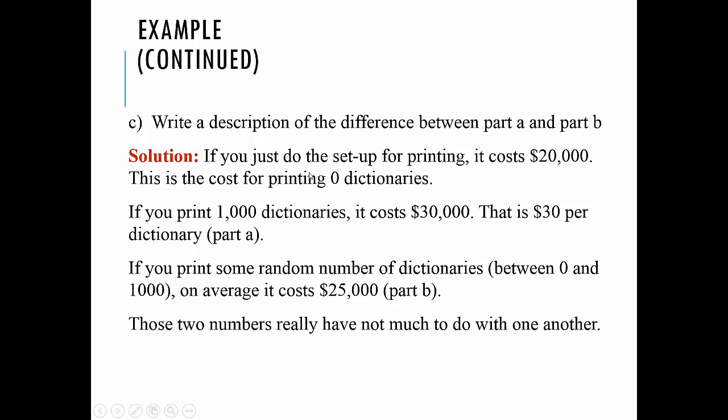So what's the difference? If you just do the setup for printing, it costs 20,000. In other words, your cost of printing 0 dictionaries is just the setup cost. If you print 1,000 dictionaries, it costs 30,000 because it's $30 per dictionary. If you print some random number of dictionaries between 0 and 1,000, then on average, it costs about 25,000. Actually, there's nothing to analyze here. One was just giving me my cost per dictionary, where this one I was going to get an average cost.